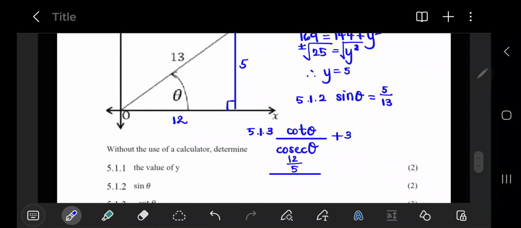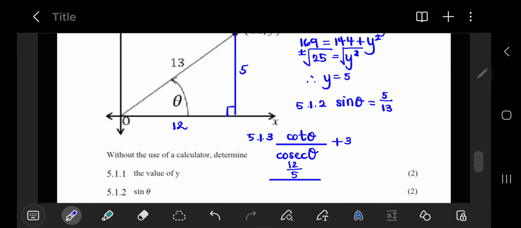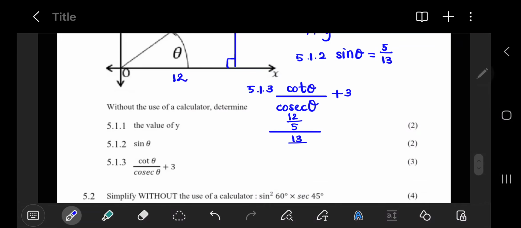And for cosec, cosec is 1 over sine. Now normally for sine you would have 5 over 13. But cosec has it swapped around. Cosec would be 13 over 5. Then we have plus 3. So here's what you can do. I know they say without using a calculator, but you can use your calculator to simplify this. When you simplify the first fraction, you get 12 over 13 plus 3. And 12 over 13 plus 3, when we calculate that, gives us 51 over 13. So that is our final answer.